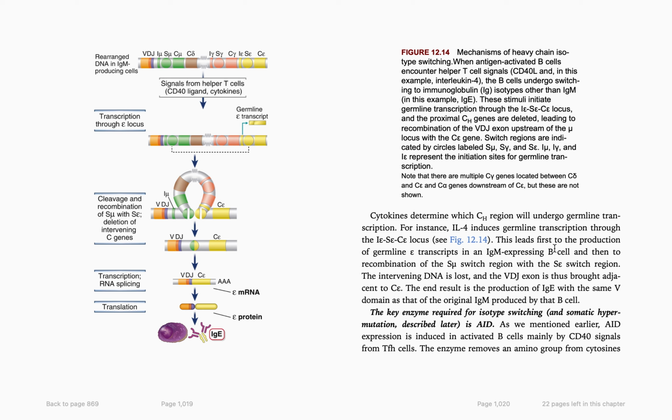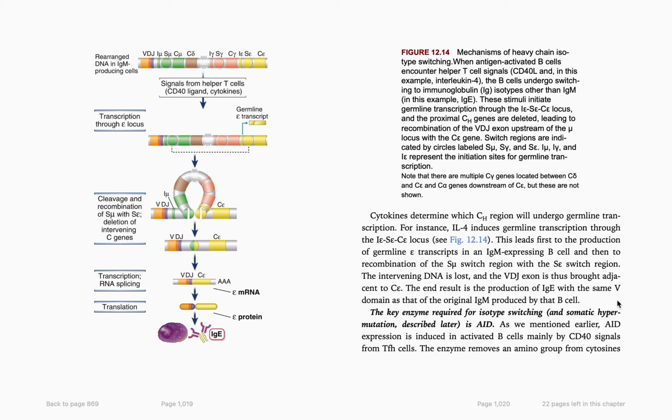For instance, interleukin-4 induces germline transcription through the I epsilon, S epsilon locus. This leads to the production of germline epsilon transcript in an IgM expressing B cell, and then to recombination of the mu switch region with the epsilon switch region. The intervening DNA is lost and the VDJ exon is thus brought adjacent to epsilon. The end result is the production of IgE with the same V domain as that of the original IgM produced by the B cell.